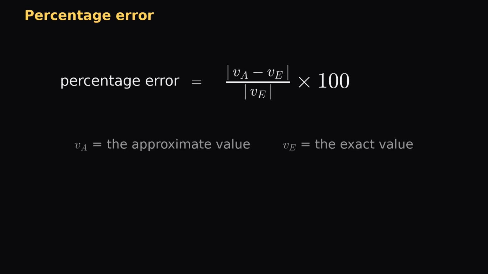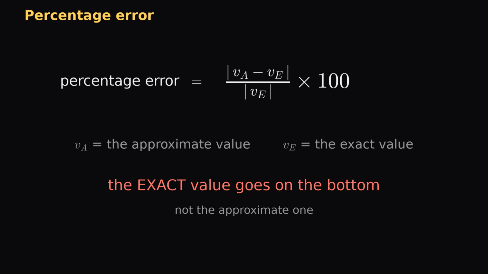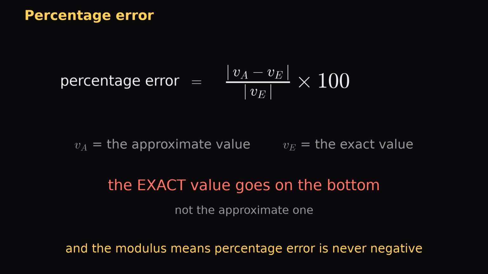Now percentage error. It's the size of the mistake over the exact value times 100. Note two things. It's the exact value on the bottom, not the approximate one. People get that the wrong way round constantly. And the modulus signs on top mean percentage error is never negative.